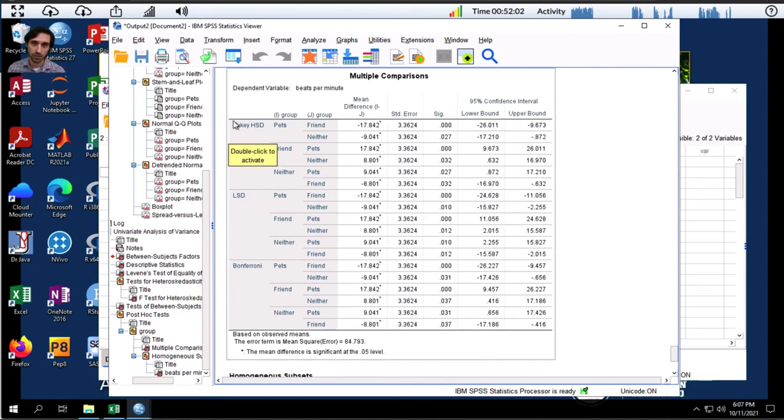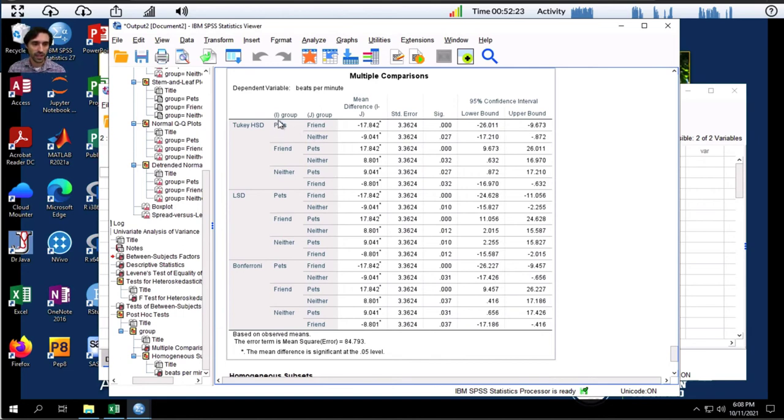But they all look at you in a different way. So Tukey, LSD, and Bonferroni, they all look at you differently. Let's look at the numbers to see how. So look at the significance spot, or this is our p-value. And it separates each of the independent variables and compares them to the other independent variables.